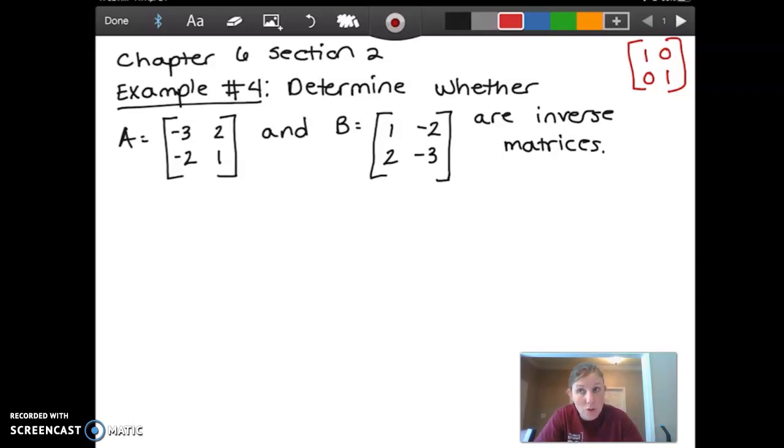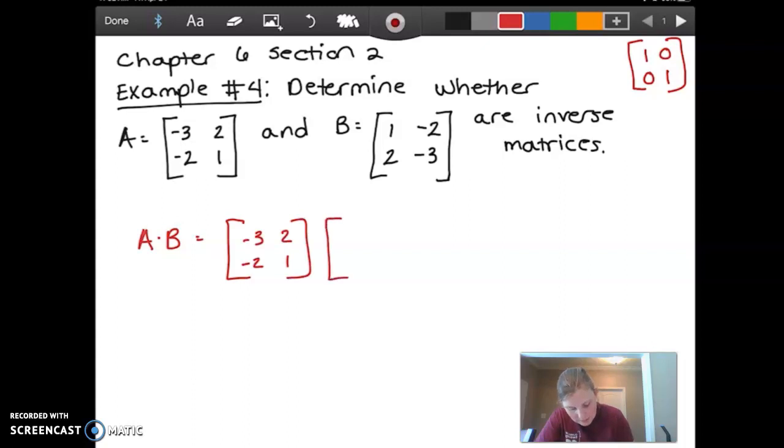So in order to determine if these are inverses, and I do expect you to use your calculator on this, you're going to put in matrix A times matrix B. So you would go into your calculator and put in -3, -2, 2, 1 times matrix B, which is 1, -2, 2, -3. To remind you how to do that, you would go to your matrix button, which is actually located the 4th button down on the left. You're going to go over to edit and enter a 2 by 2 matrix A and a 2 by 2 matrix B.